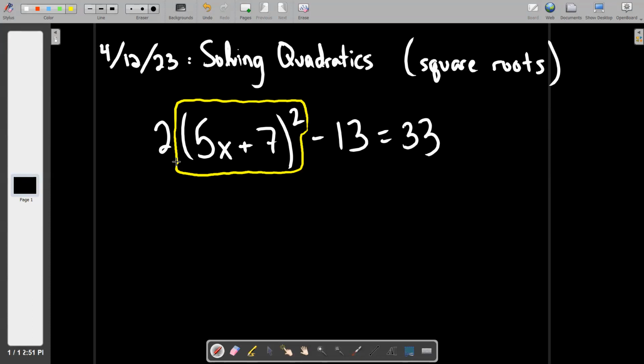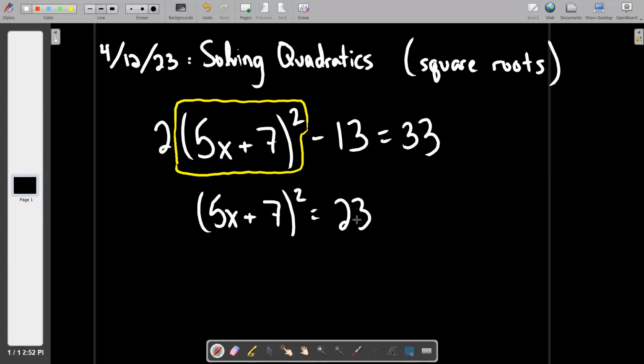So if we add 13, what do we get on the right side? And then if we divide by 2, we wind up with, look at me skipping steps, 5x plus 7 squared equals 23. Because there would have been a 46 there, but we divided it by 2, right? Anyone have any issues to this point?